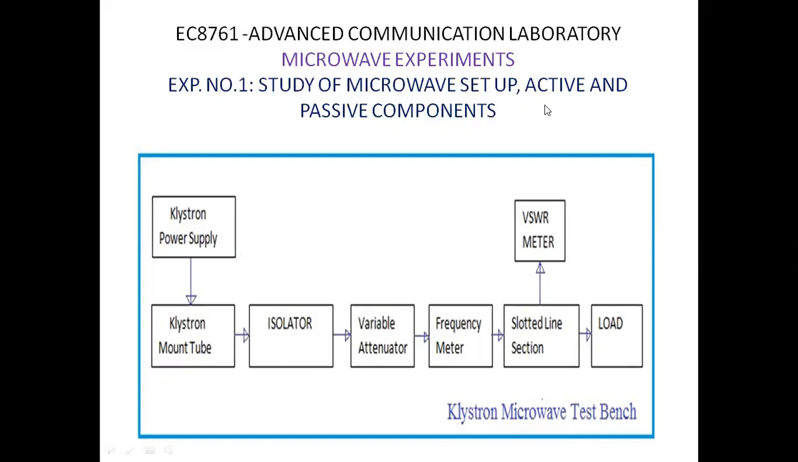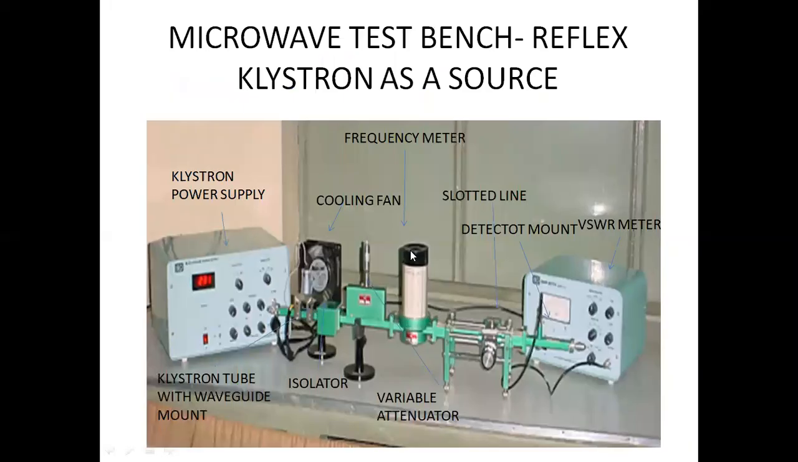So this is a block diagram of the microwave test bench. It consists of klystron power supply, klystron tube, isolator, variable attenuator, frequency meter, slotted line, load, and VSWR meter. These are the basic elements of microwave test benches. In the next slide, this picture shows the same microwave setup, a microwave test bench using a reflex klystron as the source.